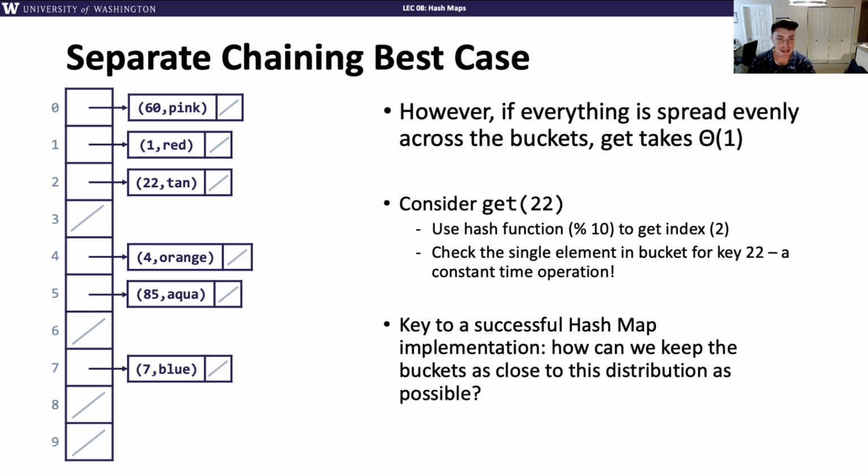So the key to a successful HashMap implementation is to make sure that our buckets are as close to this best case as possible. That's the key here.